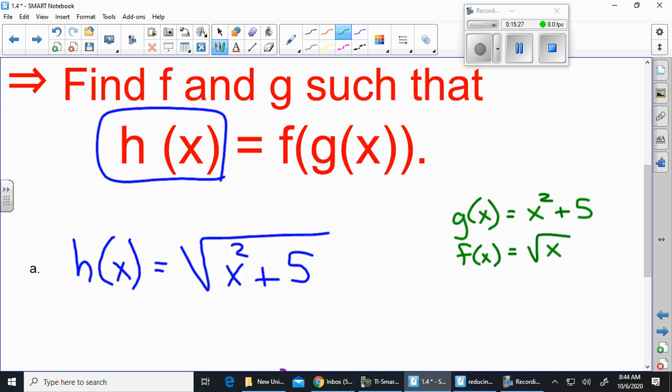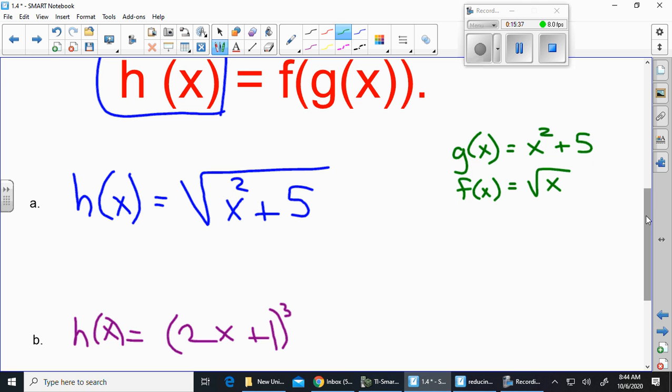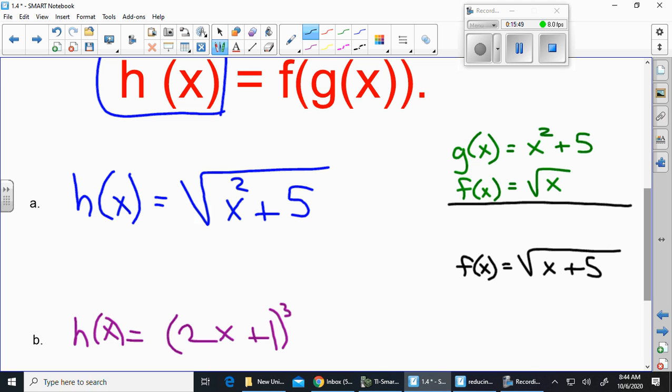Some people look at it differently, and they could have had, it's hard for me, I see it one way and it's hard for me to see it a different way. f could have been the square root of x plus 5, and g could have been x squared. If you plug x squared into the square root of x plus 5, you would have gotten h of x.